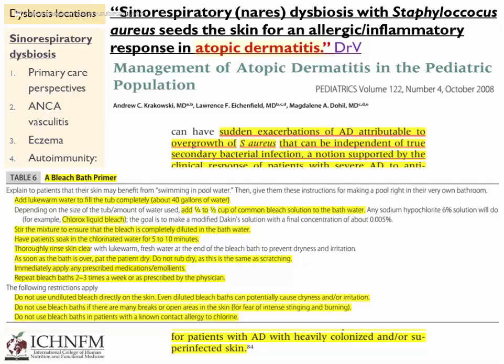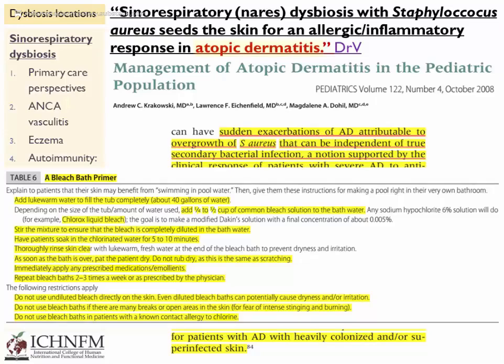Have patients soak in the chlorinated water for 5 to 10 minutes. Thoroughly rinse the skin clear. As soon as the bath is over, pat the patient dry. Do not rub dry, as this is the same as scratching and would create an opportunity for a skin infection by breaching that dermal surface. Immediately apply any prescribed medications or emollients. Repeat the bleach baths 2 to 3 times per week or as prescribed by the physician.